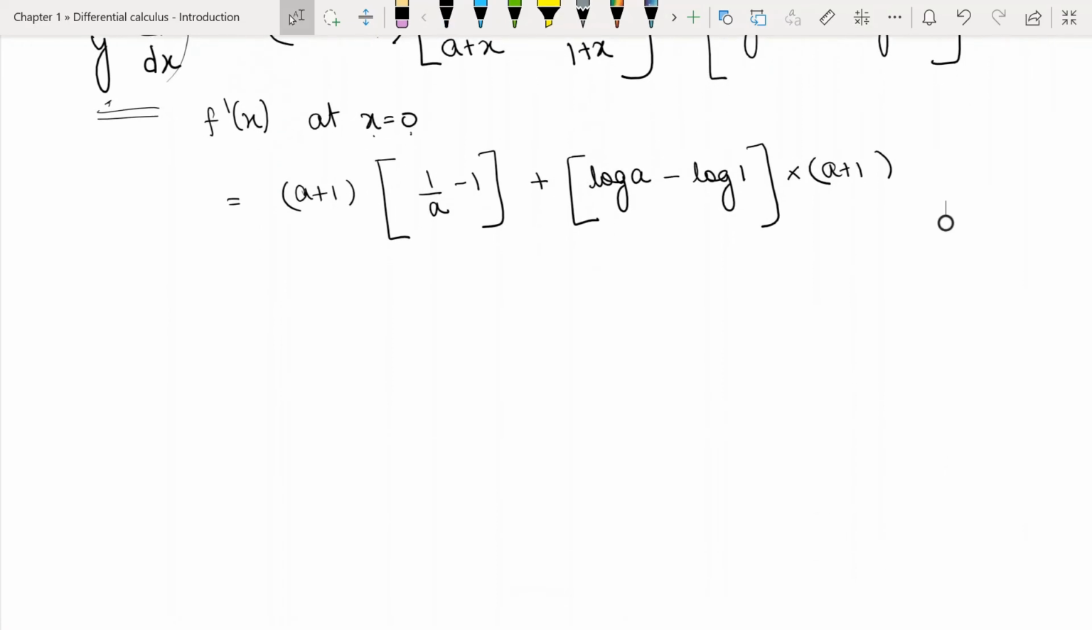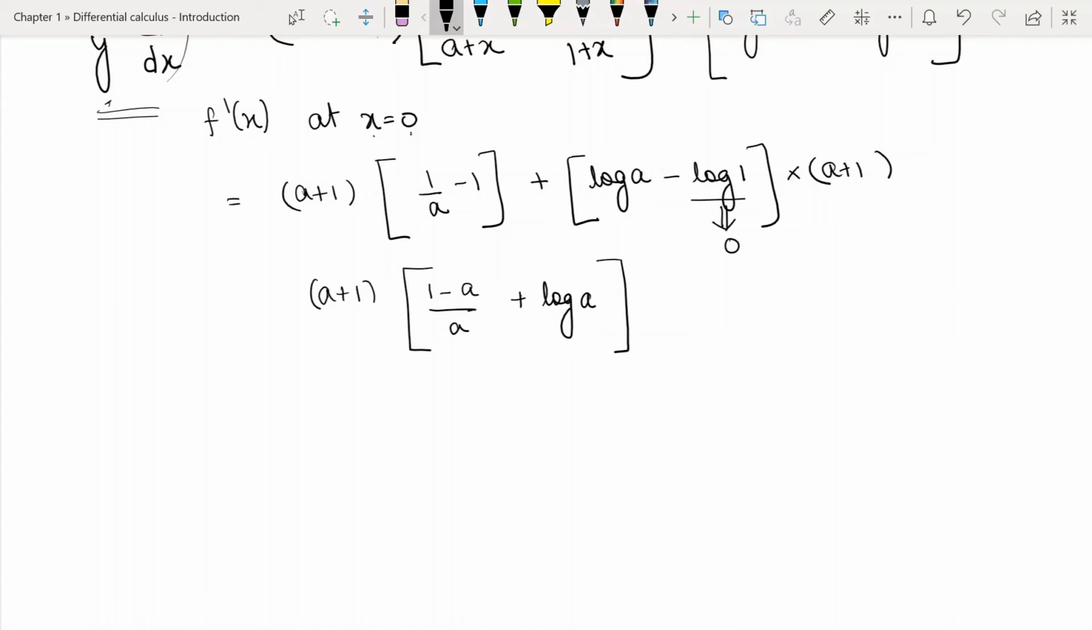Now all of us know that log 1 value is 0. So now first term and second term, what is common? A plus 1 is common, so take it out common. What will remain is 1 minus a by a. Then I take LCM here, and what will remain from here is plus log a. So let's keep this as it is. Now this is the value of dy by dx multiplied by a y.